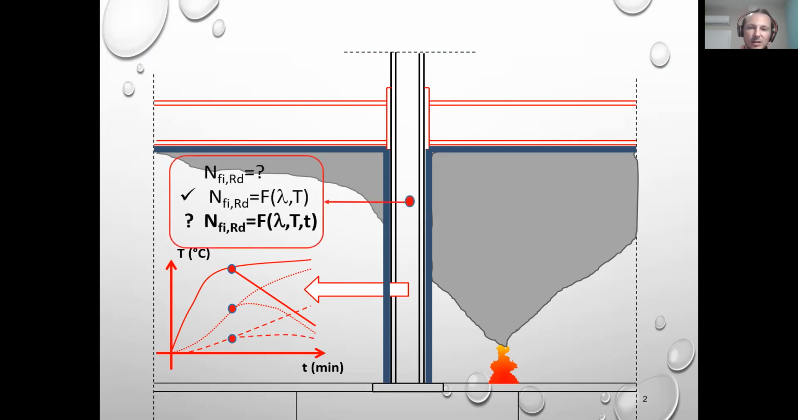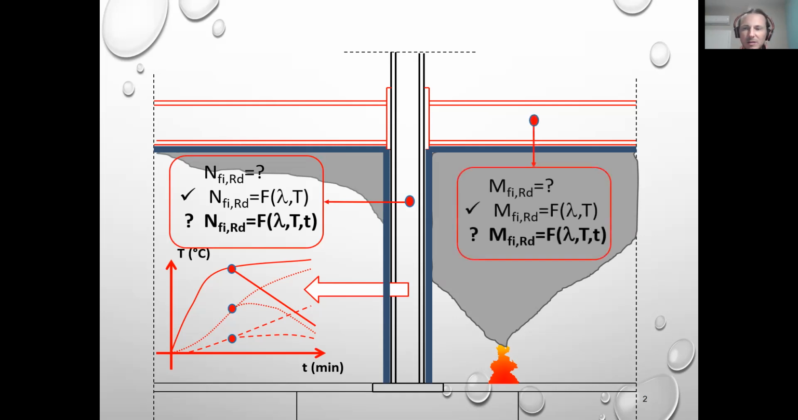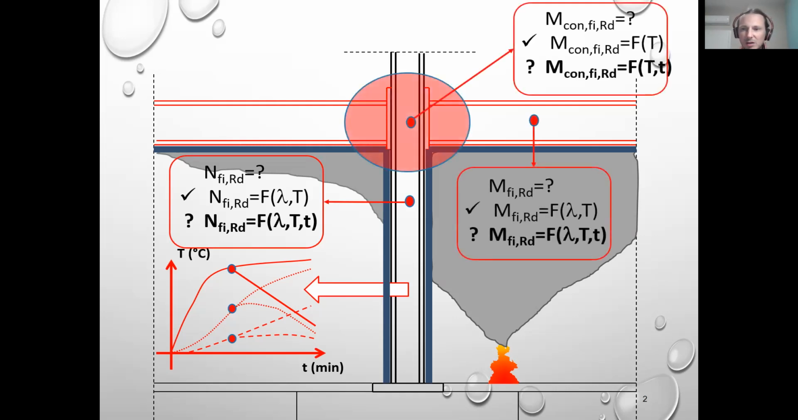So the main question is, does this heating rate development, which can vary from very high to very low, affect the load bearing capacity of that particular steel member? The same applies to columns, beams, and connections, which are constitutive parts of the structure itself.